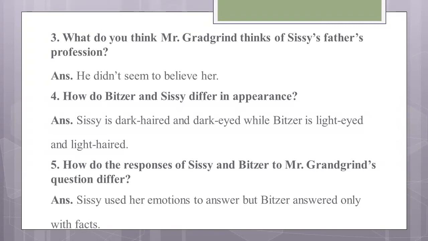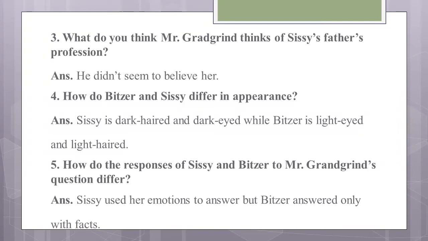How do Bitzer and Sissy differ in appearance? Sissy is dark-haired and dark-eyed, while Bitzer is light-eyed and light-haired. Question number 5. How do the responses of Sissy and Bitzer to Mr. Gradgrind's question differ? Their responses do differ. Sissy used her emotions to answer, but Bitzer answered with facts. Then to the next section, reading for understanding, page number 58.